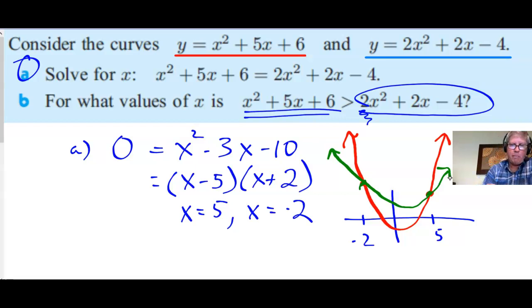So the answer for B is for what values of x is the green one. Why do I say it's green? Because it's not as steep as the 2x squared. For what values is that greater than? Well, it's greater than right here when it's above that graph. So my answer to this is when negative 2 is less than x is less than 5.